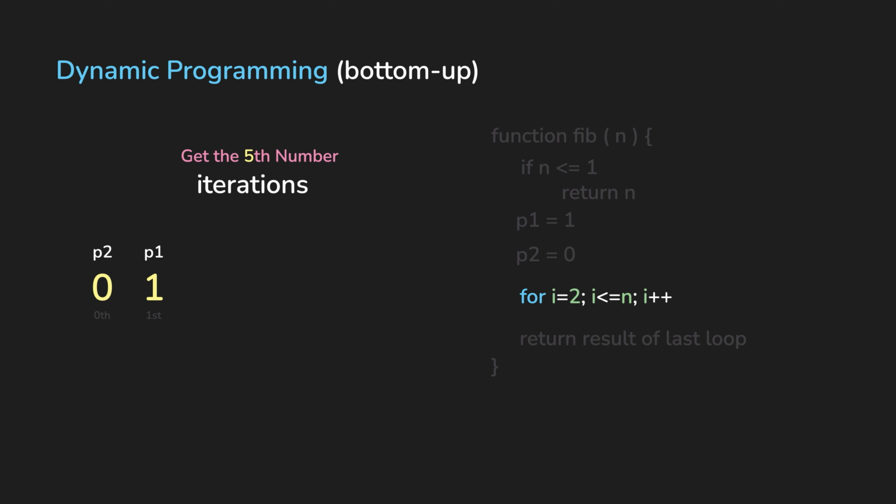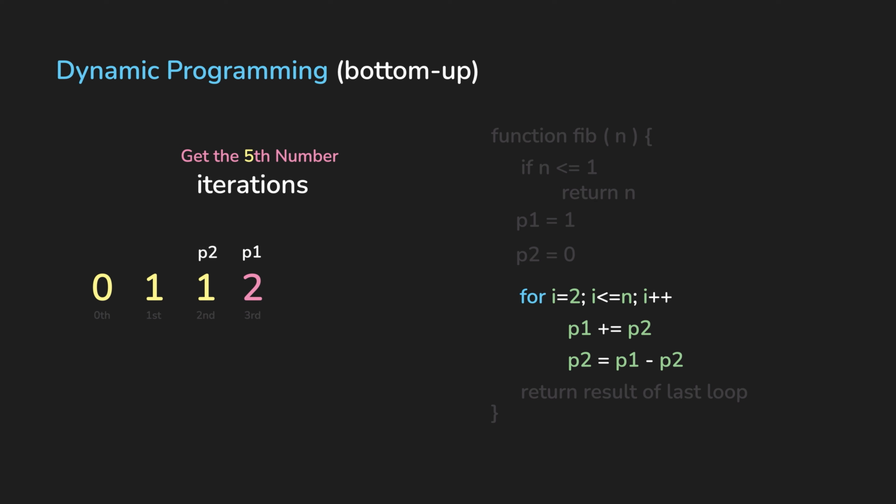The for loop needs to say we'll iterate from 2 to n because the first loop will have to calculate the second value. Inside the for loop, we need to update p1 and p2. p1 should be the sum of p1 and p2, and p2 should become p1 minus p2. p2 should be the original value of p1 before the update, but we already added p2 to p1, so that's why we need to subtract p2.